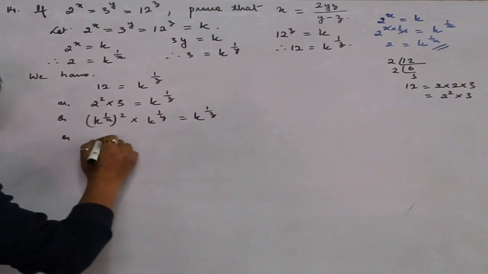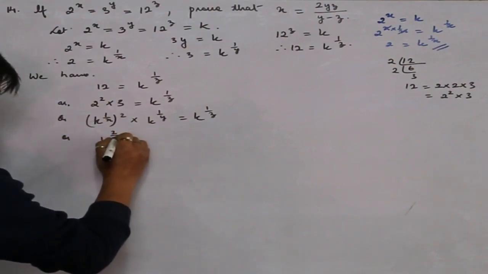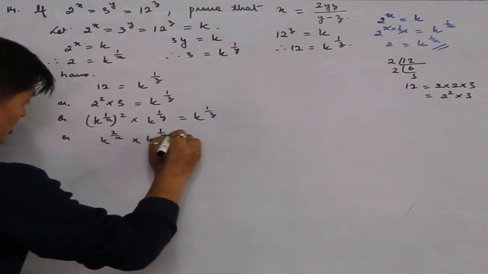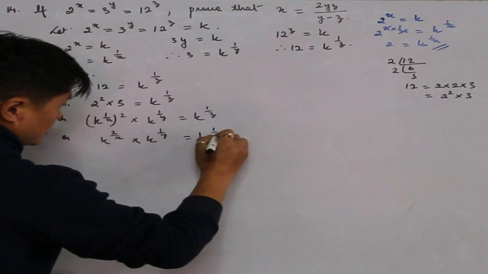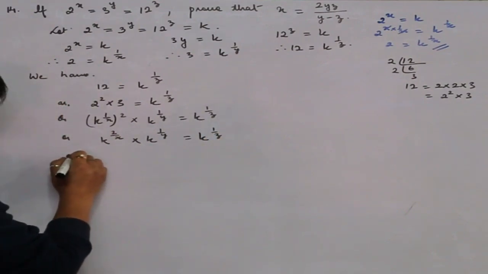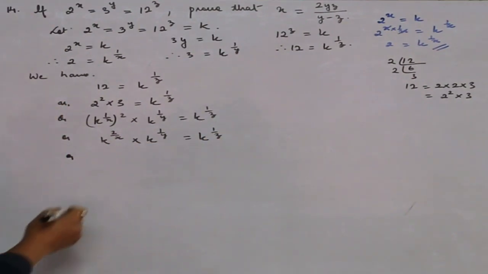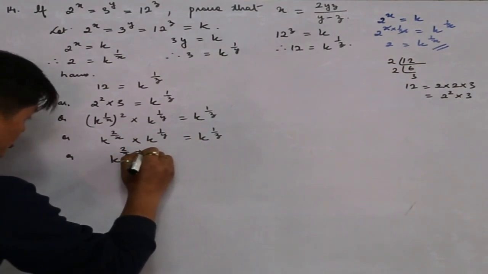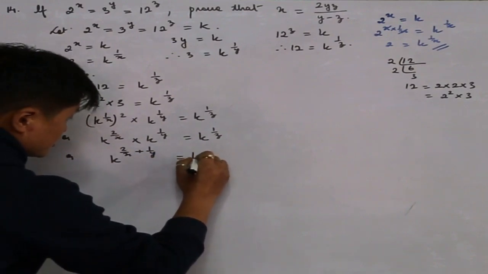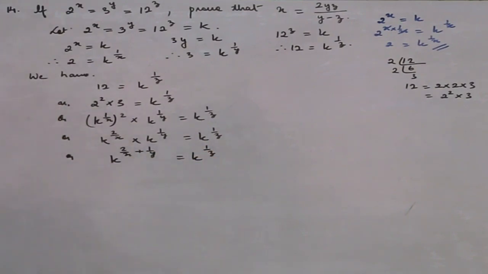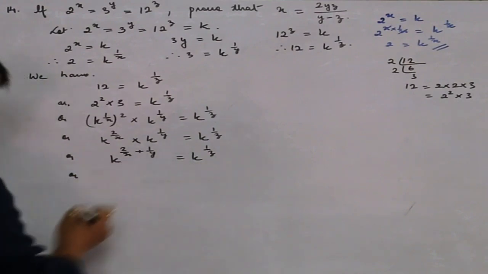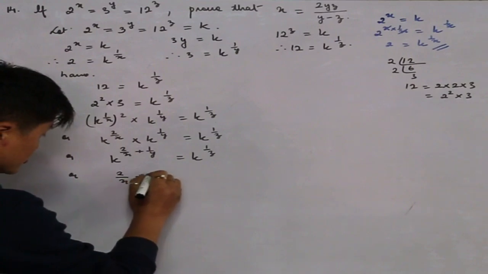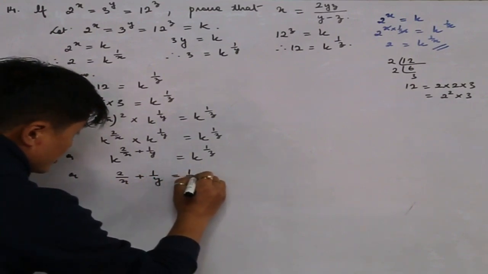Or this can be written as k to the power 2 by x into k to the power 1 by y is equal to k to the power 1 by z. When like terms are multiplied, powers are added. This can be written as k to the power 2 by x plus 1 by y is equal to k to the power 1 by z. When the bases are the same, powers are equal, so we can write here 2 by x plus 1 by y is equal to 1 by z.